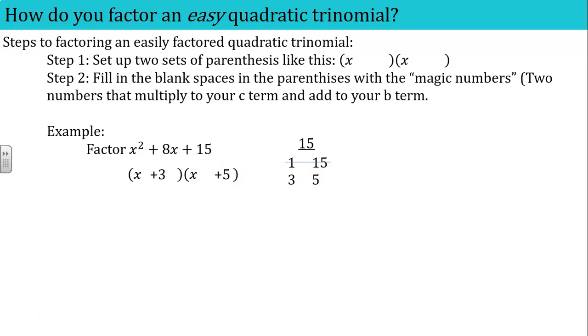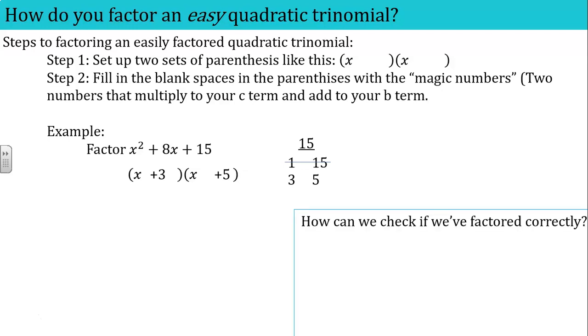Hopefully one of the things you're always asking yourself in math is, how can I check my work? So hopefully you're asking that now. How can we check that this is the correct answer? How can we make sure that we factored correctly? By distributing. So distributing, some of you might know the acronym FOIL, is the inverse of factoring.